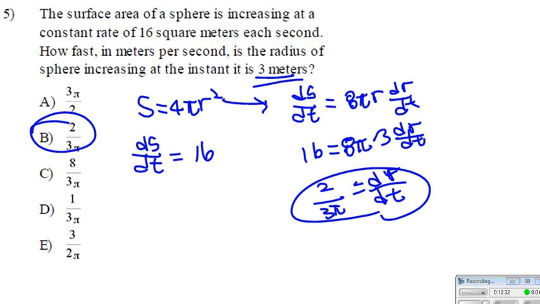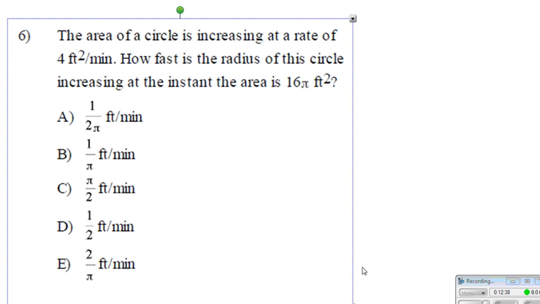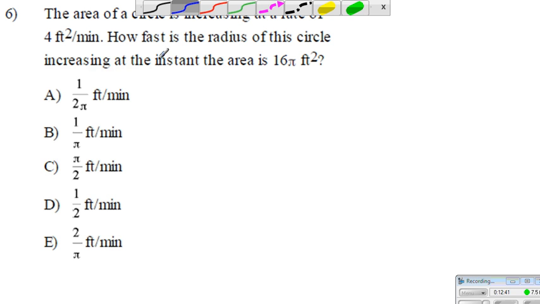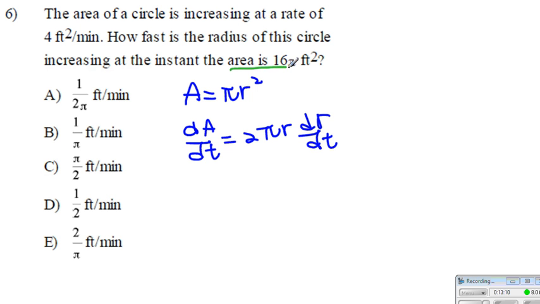All right, let us move on to the next question, number 6. Now, the area of the circle is increasing. That means we are looking at the area of the circle, which is pi r squared. It's increasing at that rate. That means we are looking at dA/dt, which is 2 pi r times dr/dt. Given this, how fast is dr/dt changing? But one thing we have to realize, the area is equal to 16 pi, so therefore our radius must be equal to 4.